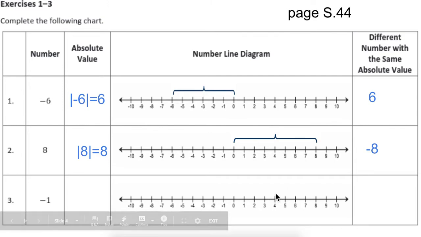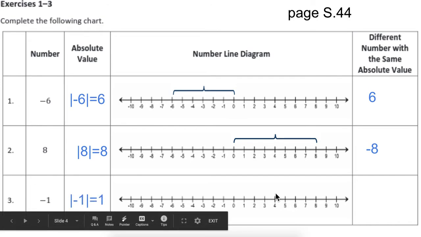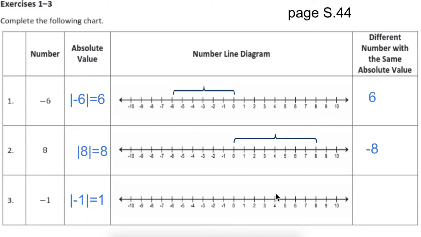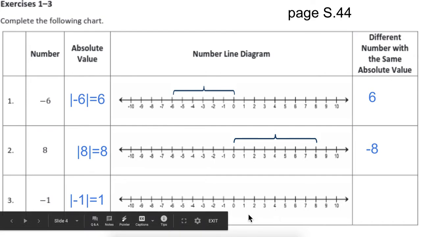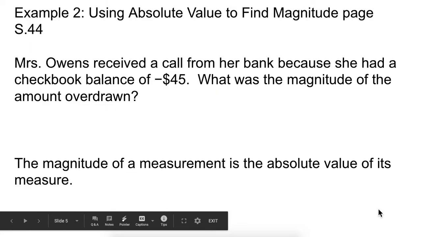The absolute value of -1 is 1. And why is it 1? No, not because of the opposite. It's not because it's the opposite. It's because of how far it is from zero. That's what the absolute value is, how far it is from zero, okay? Not the opposite. Don't get it confused. We've already talked about that. Okay, and another number that has that same absolute value is 1. All right.